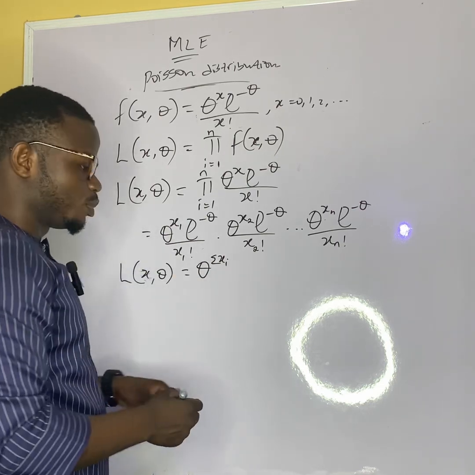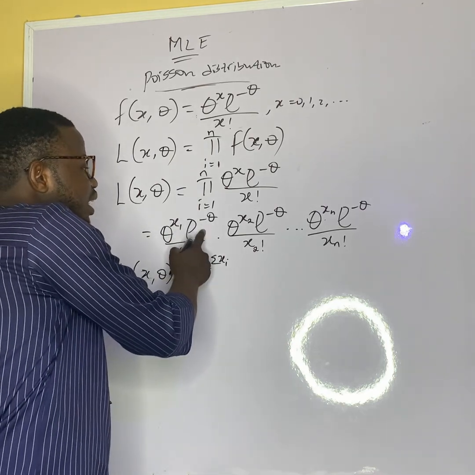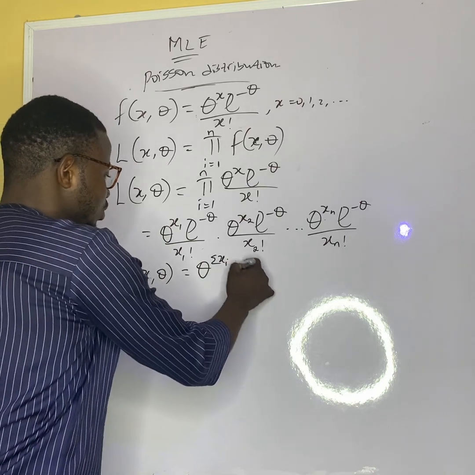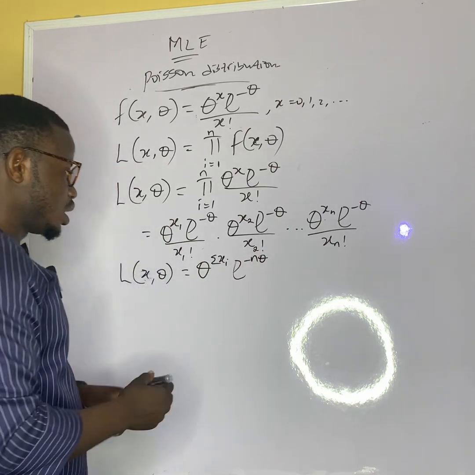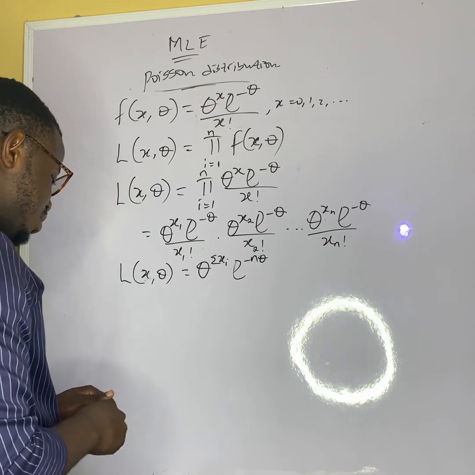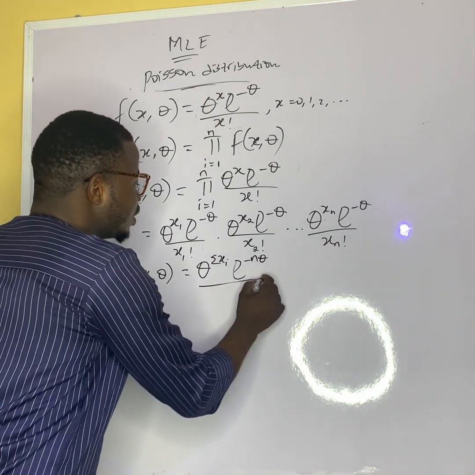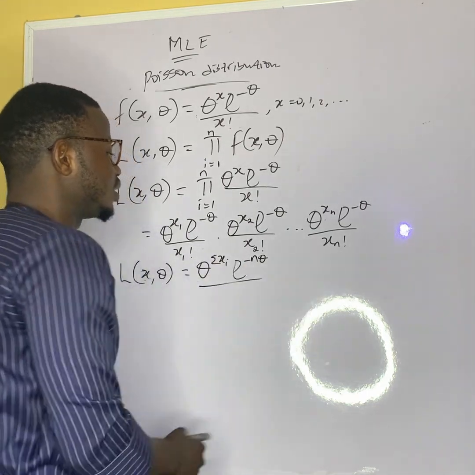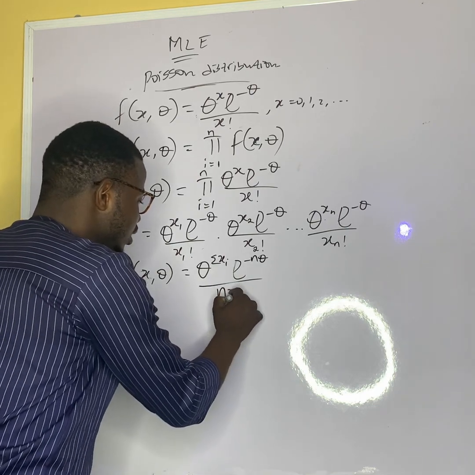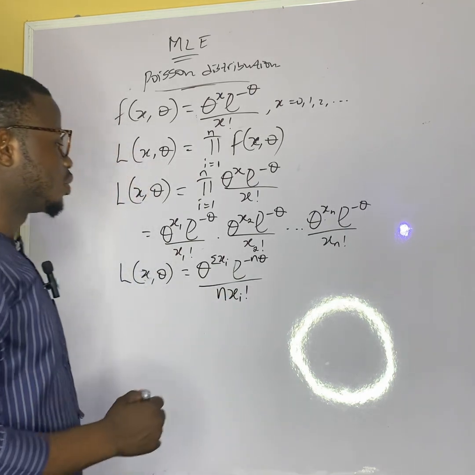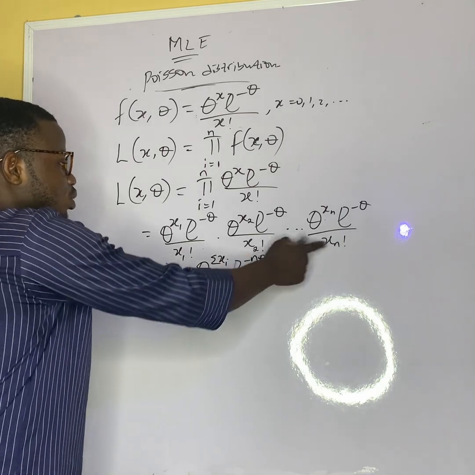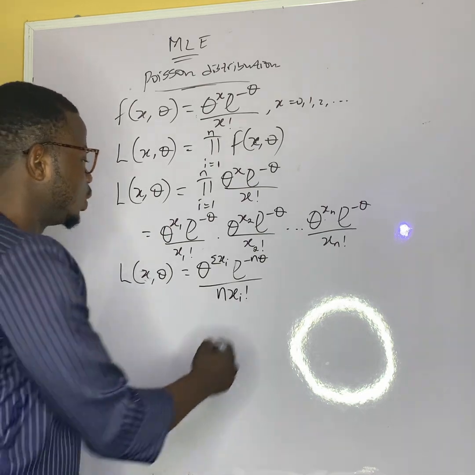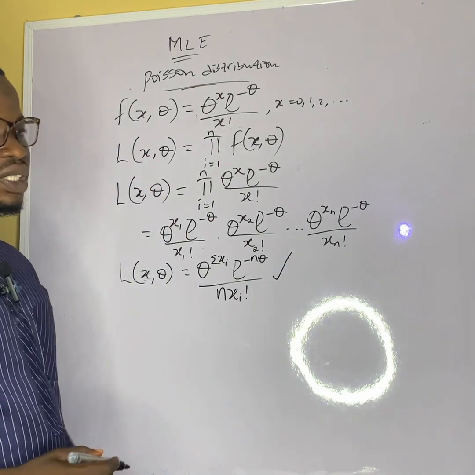Here we have exponential minus theta. Exponential minus theta is here, here, and likewise in that place as well. That will give us exponential minus n theta. Then everything over, at the bottom we have x1 factorial, then x2 factorial, up to xn factorial. We can write it as the product of xi factorial. So this is the likelihood function for a Poisson distribution.